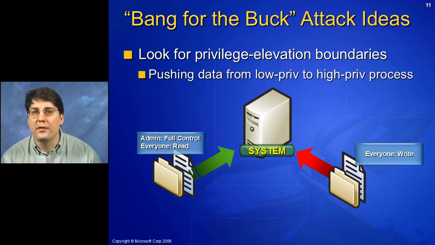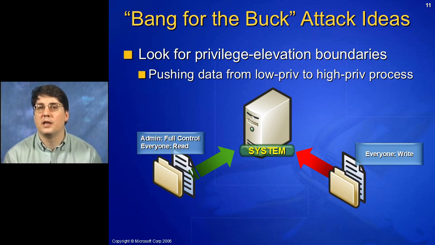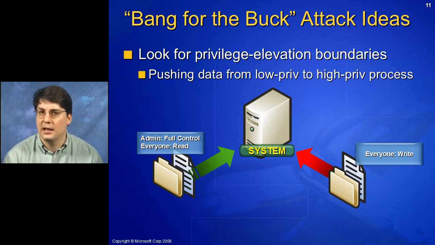Now, you also want to fuzz data that crosses privilege elevation boundaries. So if you consider a scenario like this where you're pushing data from a lower privilege process into a higher privilege process, well, the admin might have full control on a data store and allow everyone to read that data. But what happens if you have a situation where everybody can write some data and you have a high privilege process reading it? That's not an uncommon scenario.